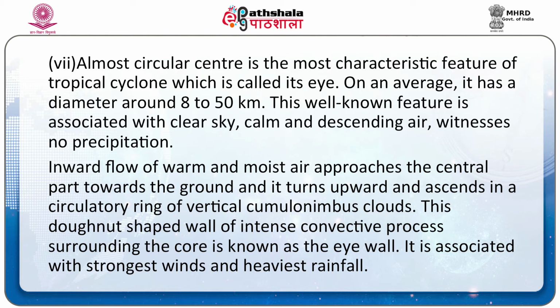Inward flow of warm and moist air approaches the central part towards the ground, and it turns upward and ascends in a circulatory ring of vertical cumulonimbus clouds. This donut-shaped wall of intense convective process surrounding the core is known as the eye wall. It is associated with the strongest winds and heaviest rainfall.